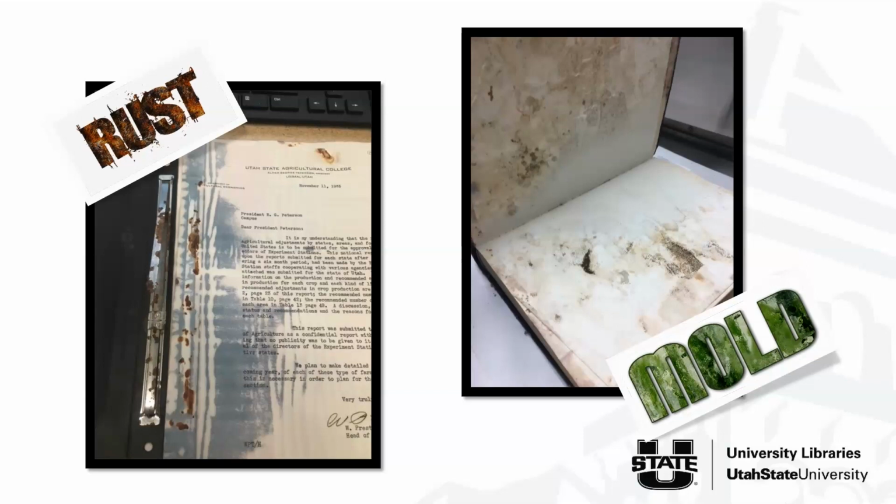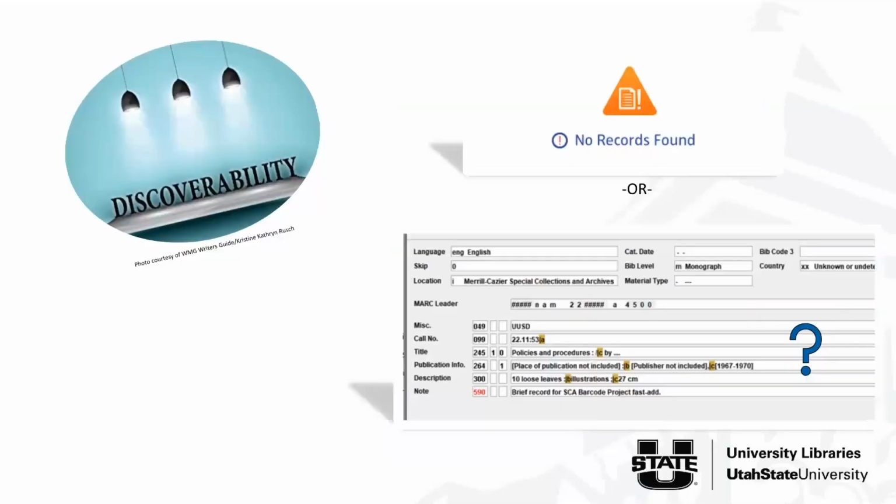As far as non-physical secondary processing goes, the main issue we found, aside from there not being any records at all, were the brief MARC records that contained very little information, like this one that says it's policies and procedures of what organization, we're not sure, what time frame, who wrote it. We weren't sure that this was very helpful at all, these kinds of records.